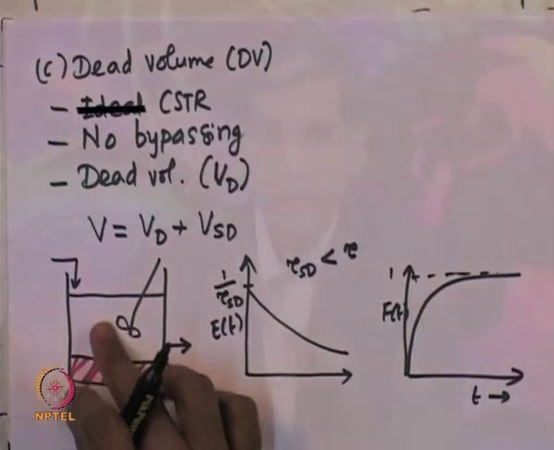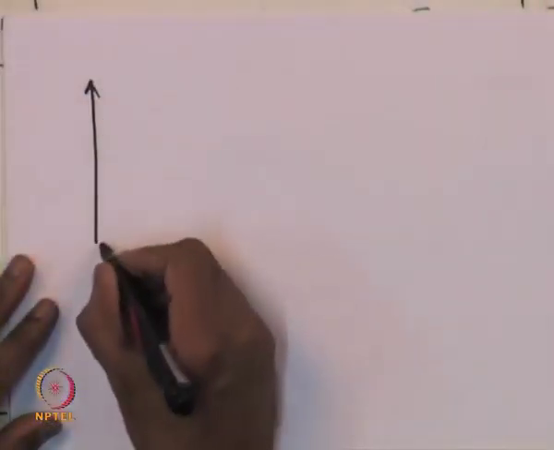So, now if we put all these three together, let us make a comparison of the RTD functions for these three modes of operation. So, suppose let us draw the E curve.